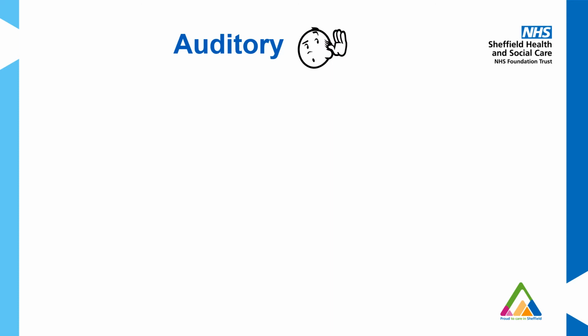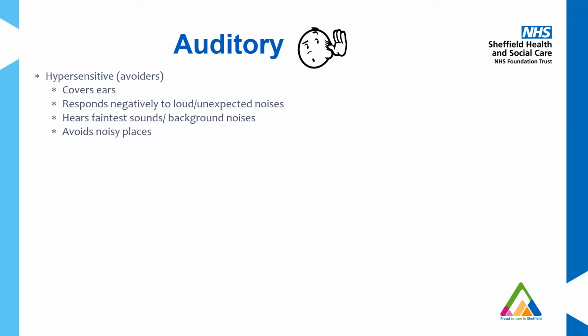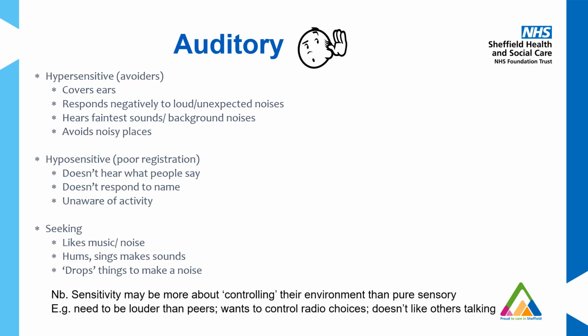Next on to auditory. Is it important if someone has auditory difficulties to check that this is not because of illness or hearing loss? People who are hypersensitive are likely to avoid noise. They may respond negatively to loud and unexpected noises and be aware of faint sounds that other people might not notice. The sound of a fluorescent light is one example of this. They are likely to avoid noisy places and cover or plug their ears.